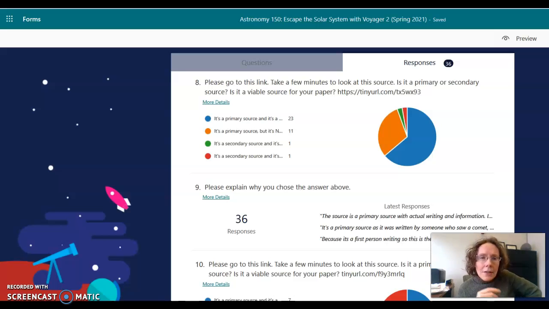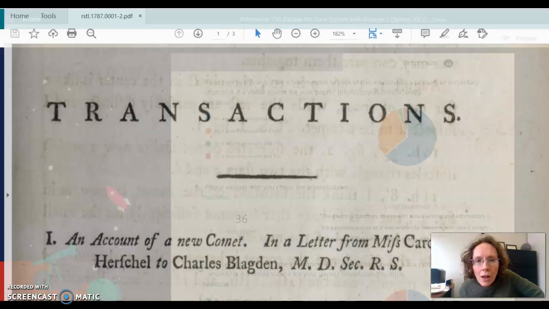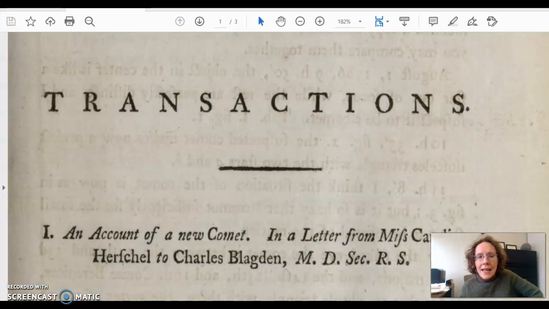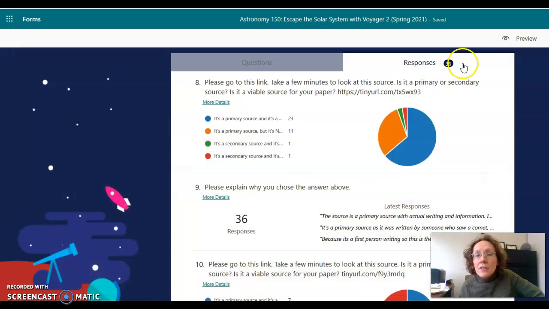So we're on number 8 here. This was the Caroline Herschel article about the comet, right? Transactions, an account of a new comet. Most of you got it correct. The blue here means it's a primary source and it's a viable one for the paper. Because what's the criteria for primary sources for this paper? It has to be by an astronomer about their own observations. And that is exactly what this is.